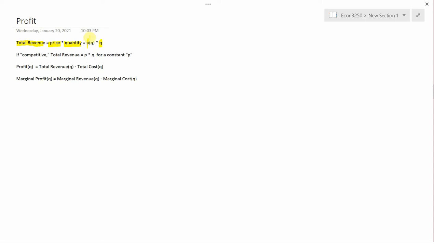Now, I've written it here P of Q times Q. What this means is that price might be a function of quantity. In other words, as quantity changes, price might change. This is something that even consumers are familiar with. You might face a different price if you only buy one unit of a good than if you buy five units of the good. You might get a volume discount if you buy five units. So that would be an example of a situation where when quantity went up, the price, which means the per unit price, goes down.